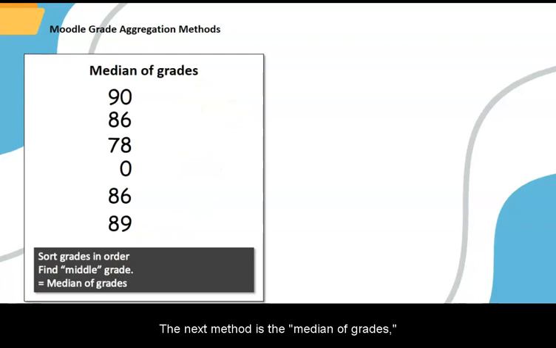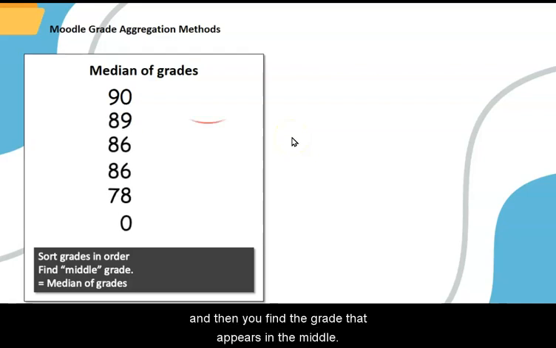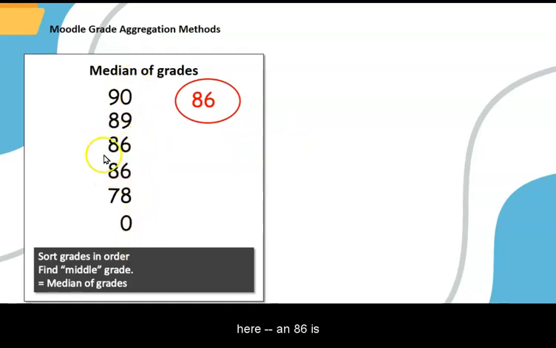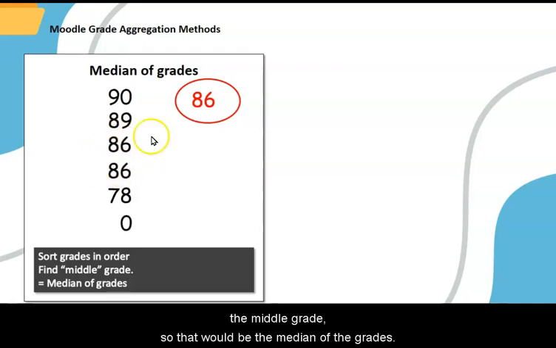The next method is the median of grades. And for the median of grades, you simply sort the grades in order. And then you find the grade that appears in the middle. So I have 6 items here. The middle would be right here, and 86 is the middle grade. So that would be the median of the grades.